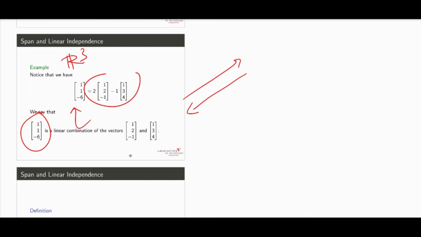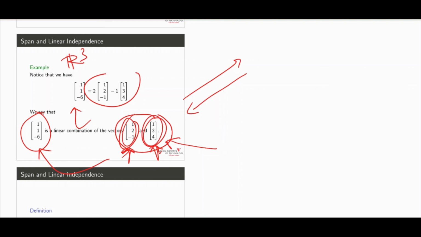So you are modifying these 2 vectors by rescaling them, and then you add these 2 vectors together using vector addition. And if you can do all these operations and get this vector, then we will say that the vector 1, 1, negative 6 is reachable. The concept of reachability: it is reachable by these 2 vectors.